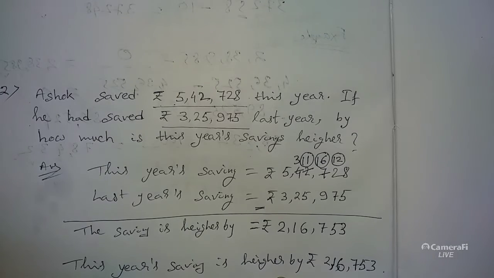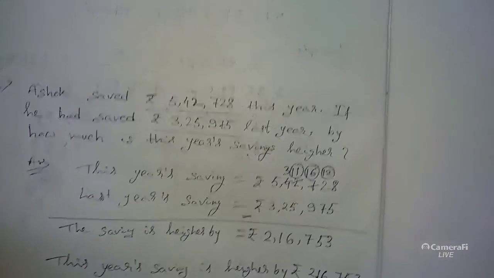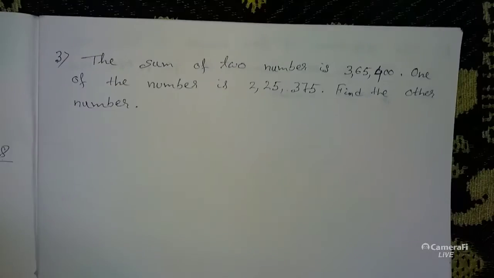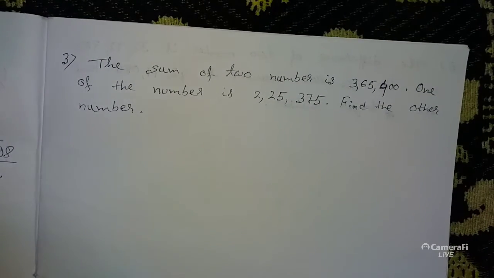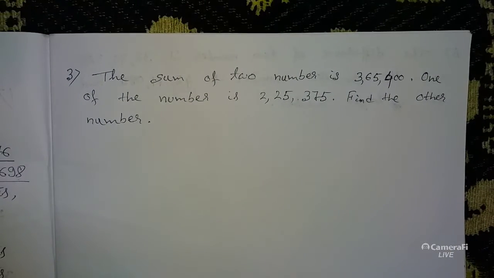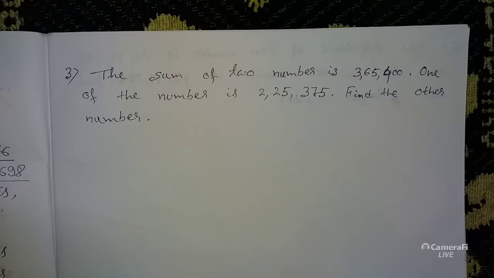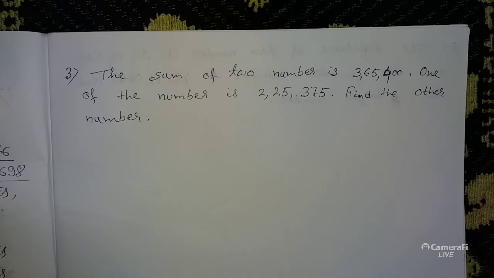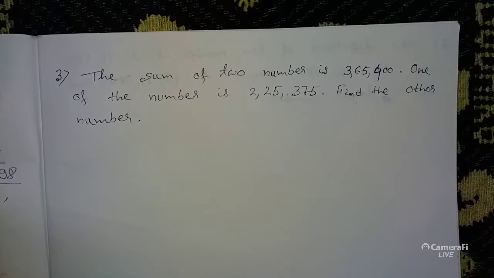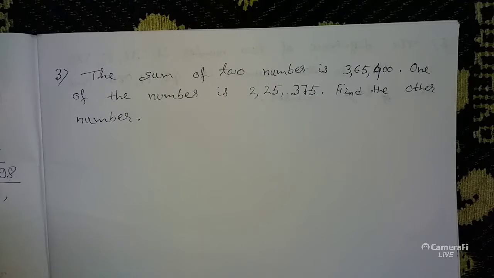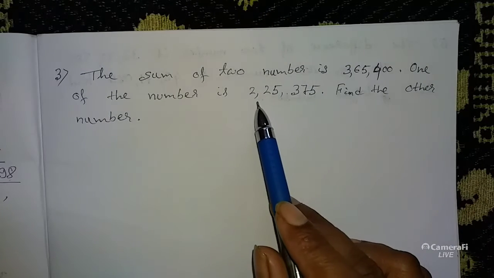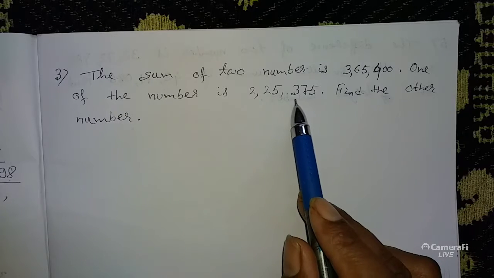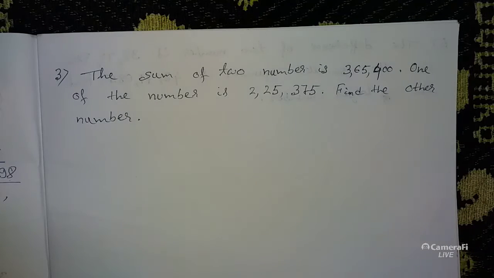Now coming to another word problem. See it here, problem number 3. Here is problem number 3. The sum of two numbers is 3,65,400. One of the numbers is 2,25,375. Find the other number.